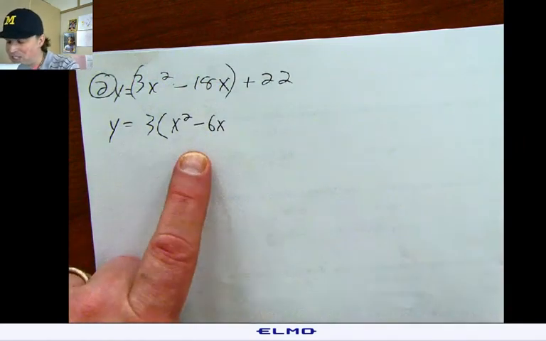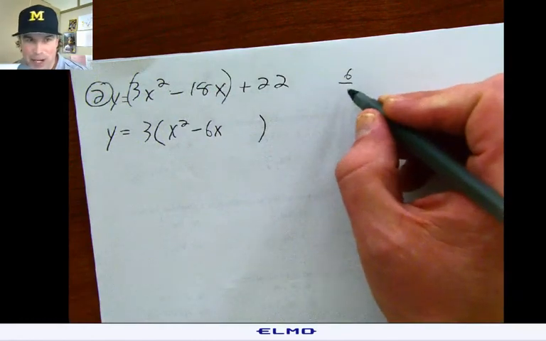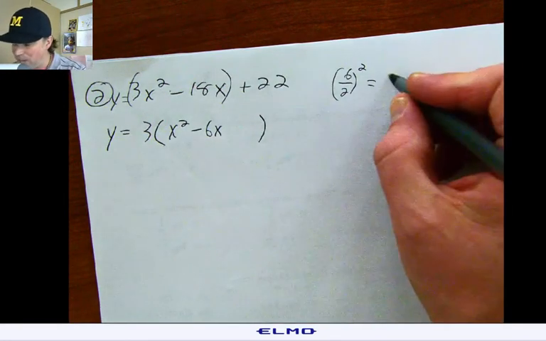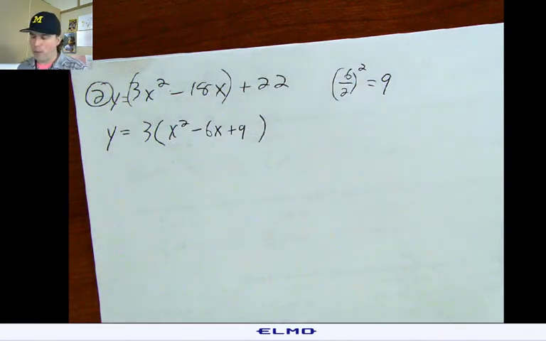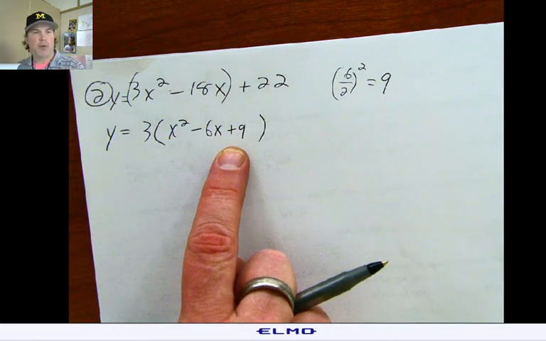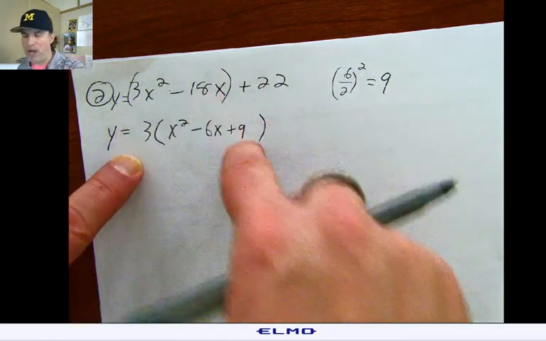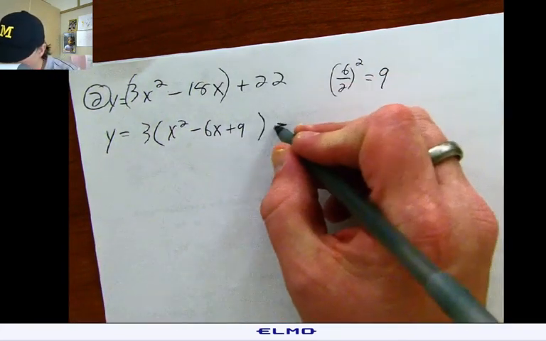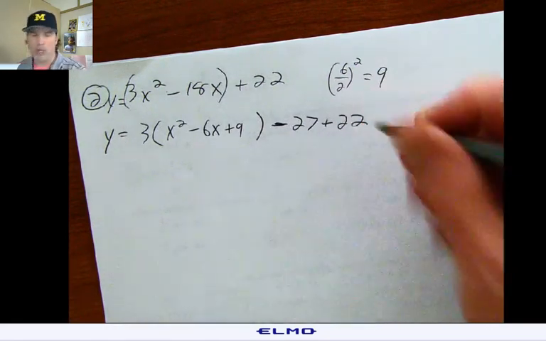Now I can do completing the square, but I need to do it inside the parentheses. If you take 6 divided by 2 and square it, that's 3. 3 squared is 9. So what I'm going to be doing is adding 9. Now, in our previous examples, after we added 9, we subtracted 9. But you got to be really careful because we didn't actually just add a 9. We added 3 times 9, which is 27. So I really just added a 27. So on the outside, I then go minus 27, and then I still have that plus 22.